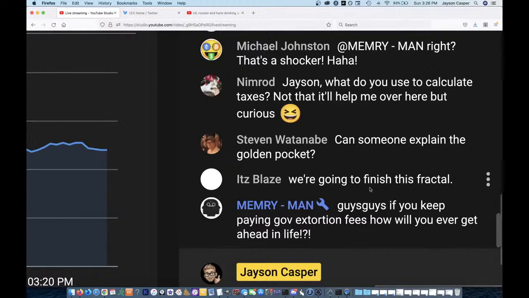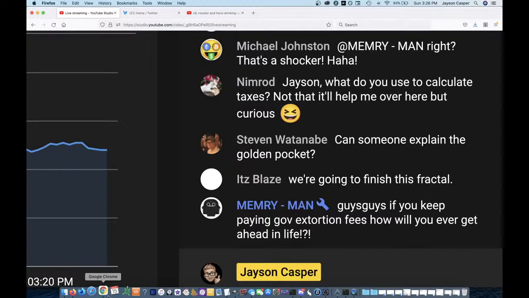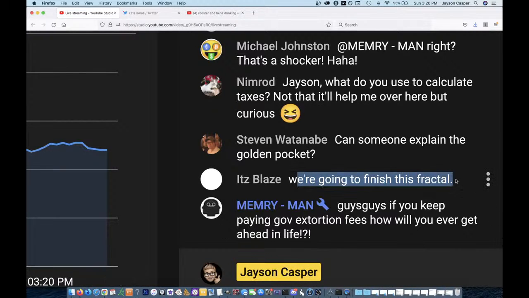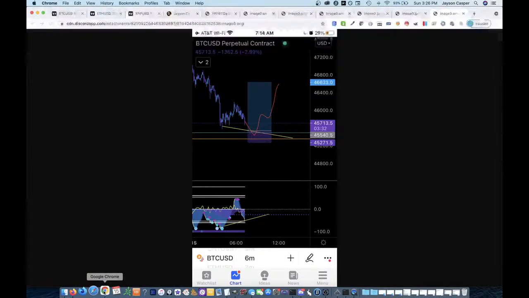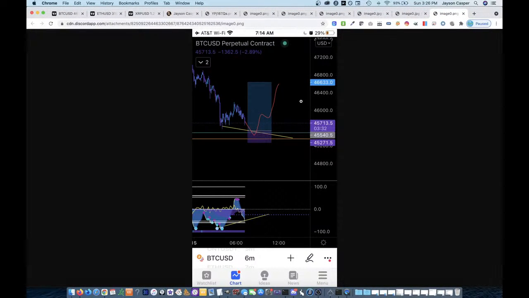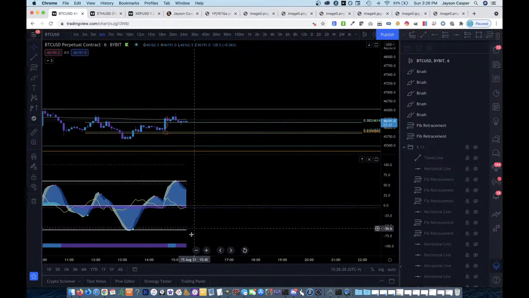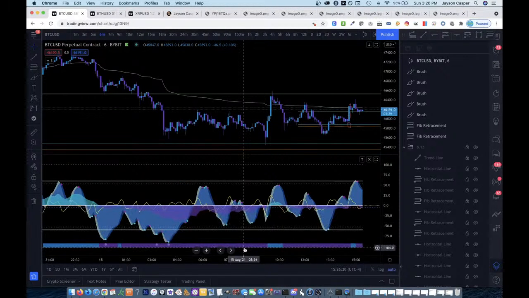Stephen Wantabe, can you explain the golden pocket? Okay, the golden pocket is, shout out to It's Blaze, talking about the fractal. Blaze, can you shed a little more light, bro? Let me see if I see. I'm not good at spotting fractals. That's an area I'm lacking in.